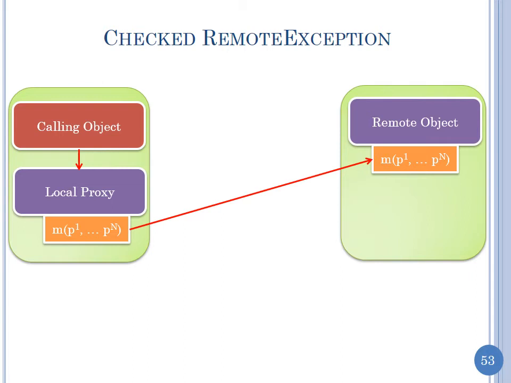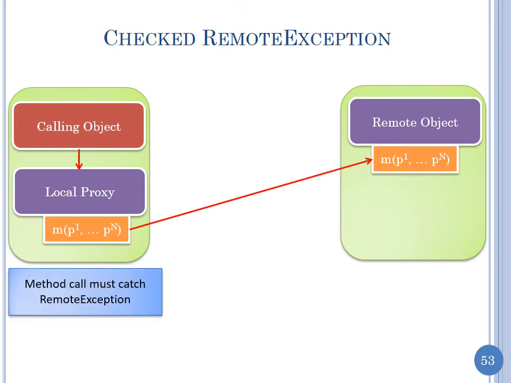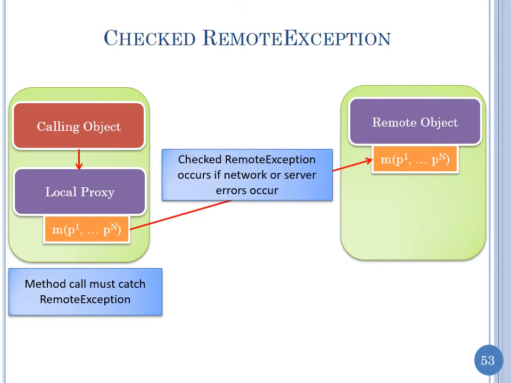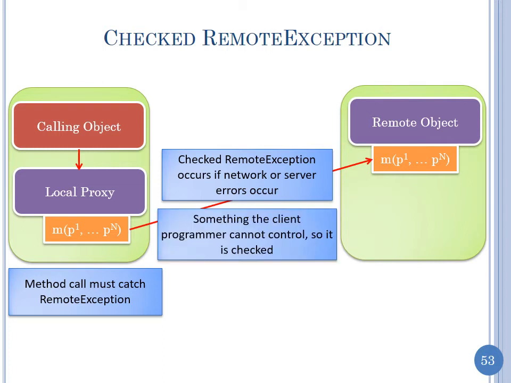Those errors are given to the caller as exceptions, and specifically remote exceptions, which are checked exceptions because these are not under the control of the program. So the method call must catch the remote exception because it is a checked exception, and the checked remote exception occurs if any distribution error occurs. The reason it's checked is because it's not under the control of the programmer.